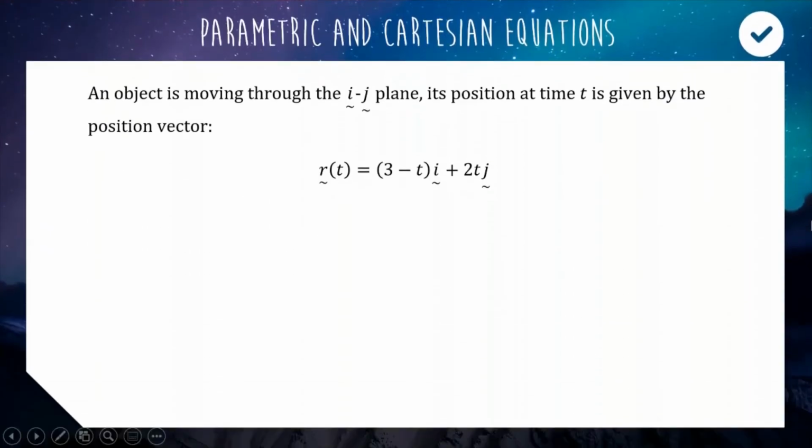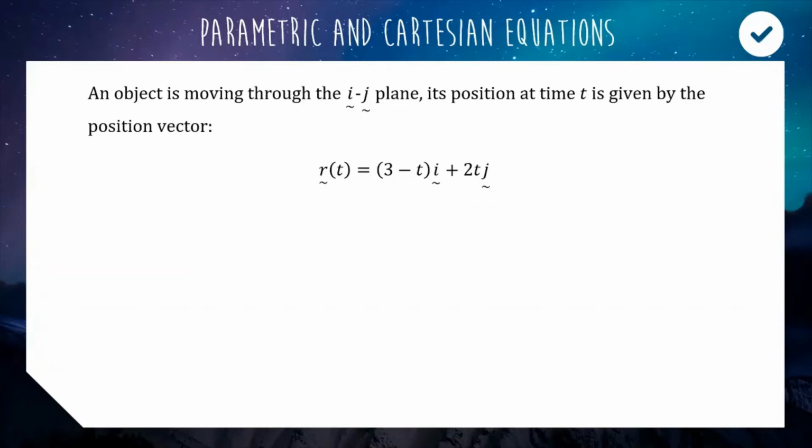All right, for the next part of this lesson, we're going to be looking at how we can use parametric equations to describe curves and lines in 3D space with vectors. Okay, so for example, just to give you an idea, an object is moving through the ij plane. This one's just two-dimensional to give you a warm-up. Its position at time t is given by the vector r of t equal to 3 minus t times i plus 2t times j.